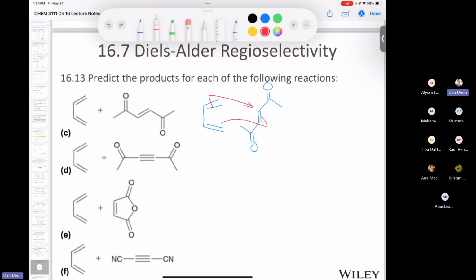Not my best work. There we go. Something like that, okay? We could practice drawing our curved arrows. And again, since we're starting out with an E alkene, when we draw our product, these two acyl groups should be trans to one another, right?